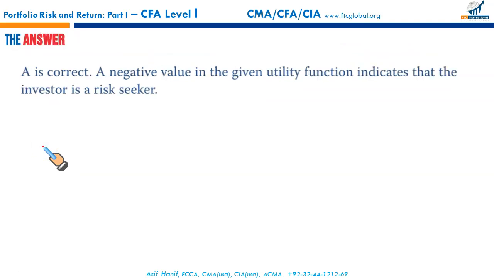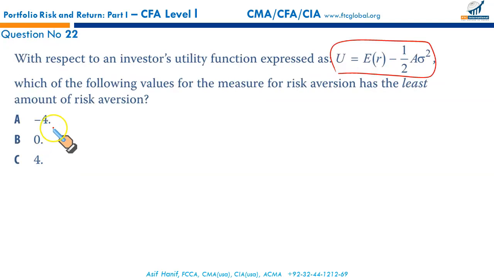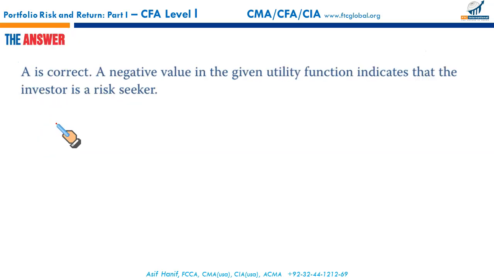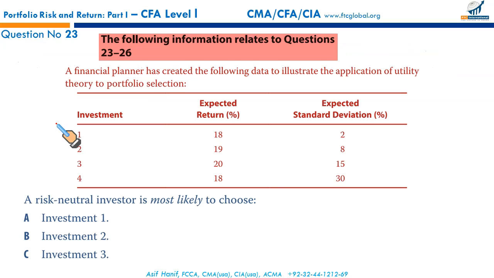So that makes A the correct option. A negative value would indicate that the investor is a risk seeker. Next, a financial planner has created the following data to illustrate the application of utility theory of portfolio selection. There are 4 investments with the expected returns given and the expected standard deviation. A risk neutral investor is most likely to choose which of these investments?